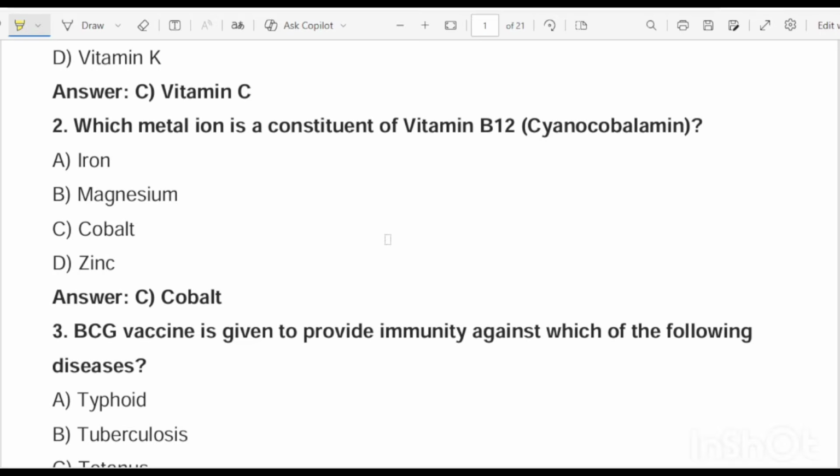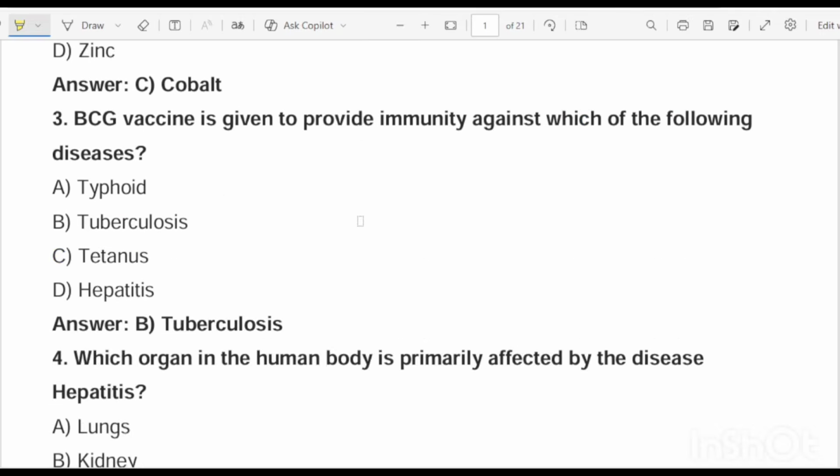Which metal ion is a constituent of vitamin B12, also called as cyanocobalamin? Correct option. Option C, cobalt. Next question. BCG vaccine is given to provide immunity against which of the following diseases? Correct option. Option B, tuberculosis.